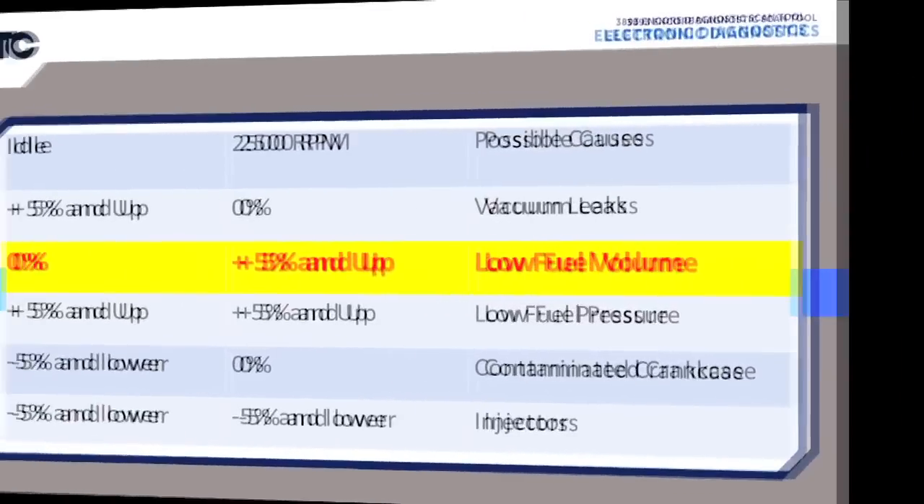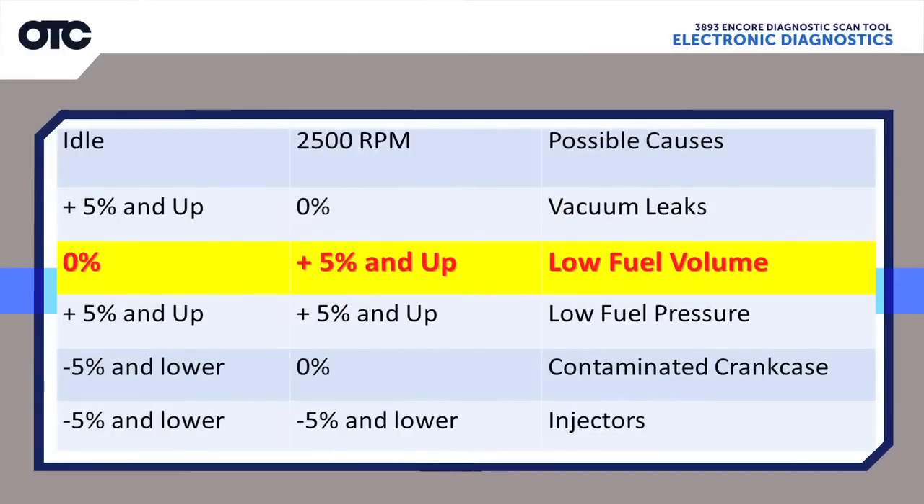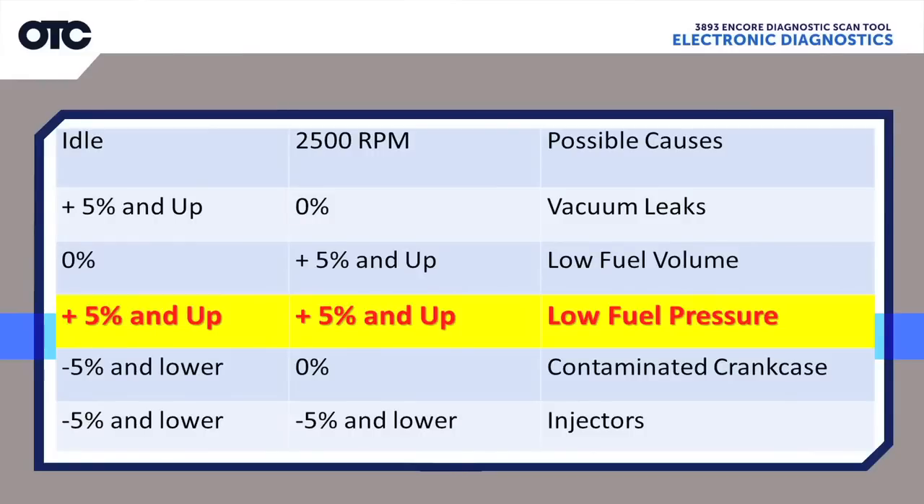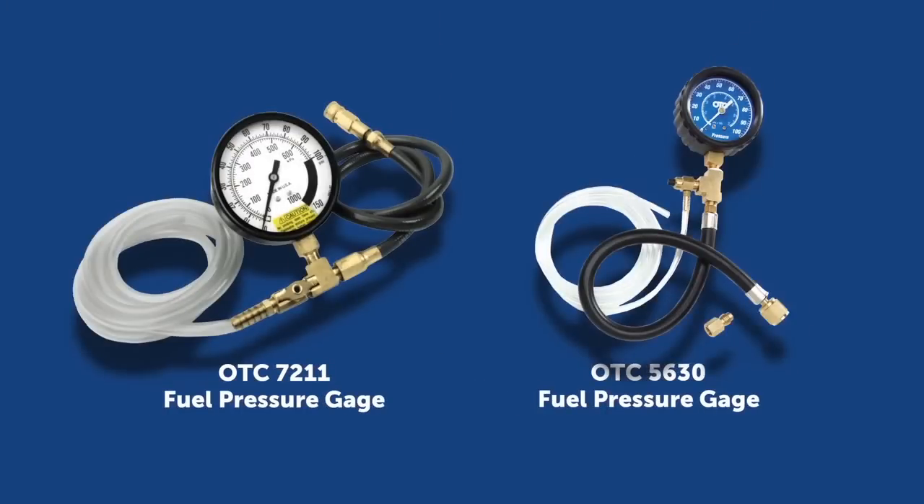A couple things that we can look at when I'm looking at my short-term fuel trim. If STFT, short-term fuel trim, reads 0 at idle and positive or plus numbers at 2500 RPM, you may have low fuel volume. If STFT reads positive or plus numbers at idle and positive or plus numbers at 2500 RPM, you may have low fuel pressure. To verify that you have a fuel pressure or fuel volume issue, use an OTC fuel pressure gauge.